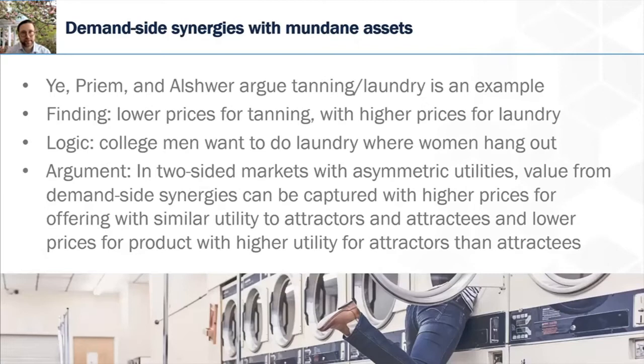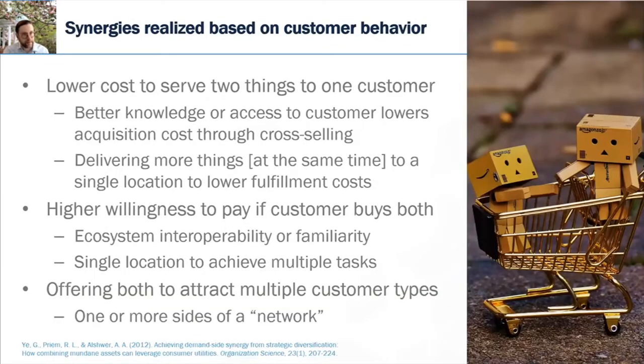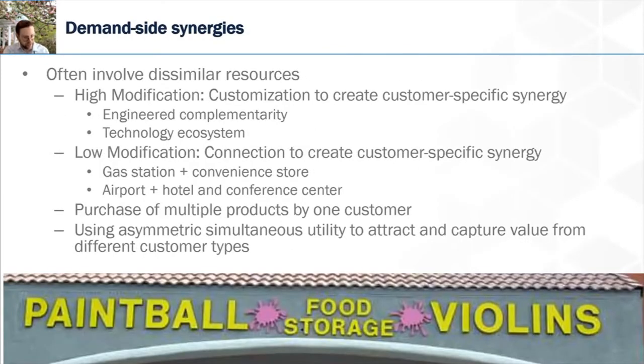We will also be discussing some synergies that involve multiple customers or multiple customer types. Those can involve asymmetric utility that involves a two-sided network where you're realizing simultaneous utility, and we'll go into much more detail on what these terms mean on the later slides. But that would be an example of demand-side synergies being created.